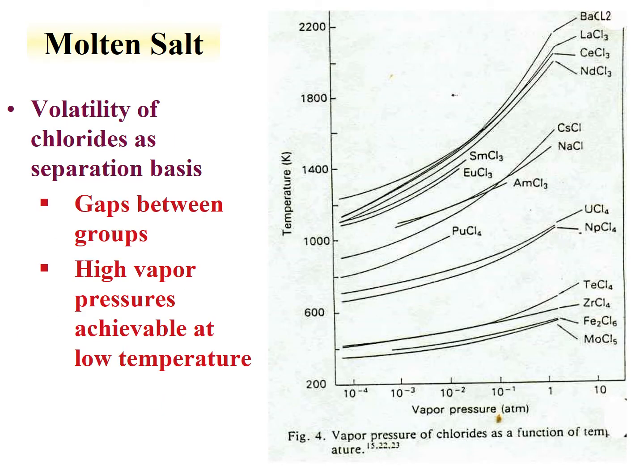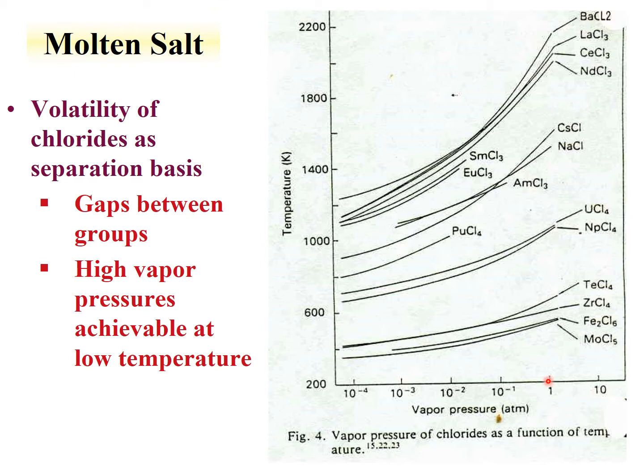As we discussed previously, volatilities are also a route for separation, and this can be applied to the molten salt system. Here's an example of temperature versus vapor pressure for different chloride systems. As we see, they can break into a few groups. We have shown here tellurium, zirconium, iron, and molybdenum chlorides, with relatively high volatility at low temperatures.